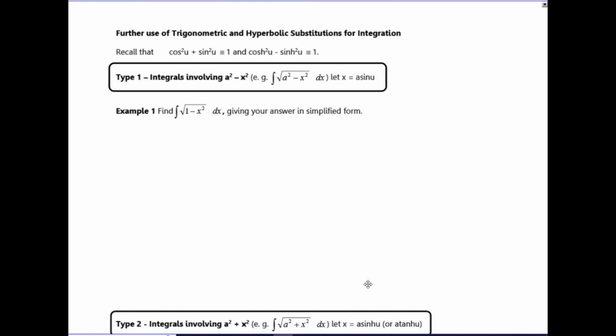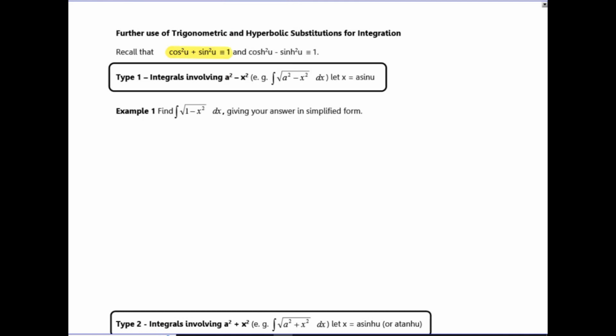This lesson has some further integration by substitution in it. Integration by substitution, obviously, you've done in single maths. We're just going to apply it with some different substitutions here. Now, you won't always be given these substitutions, so you do need to be able to recognize these yourself. All of them are going to come from these two identities here.